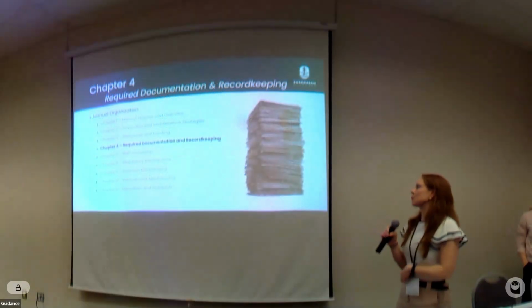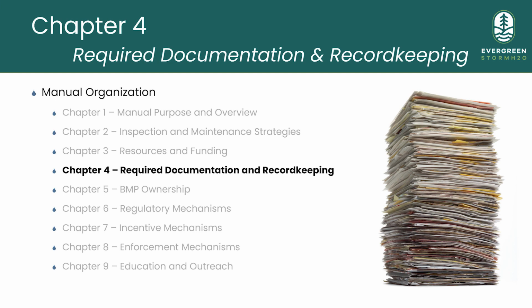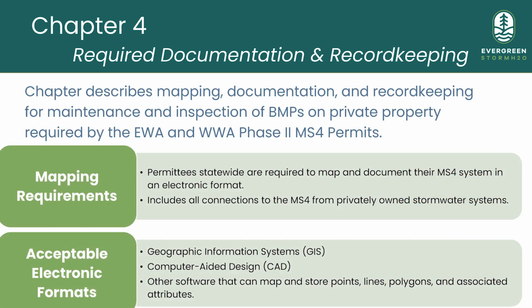So the next chapter is required documentation and record keeping. This chapter describes the mapping, documentation, and record keeping for the maintenance inspection of BMPs on private property. This is essential for your program because A, it just helps keep you organized. B, it is required in both permits.